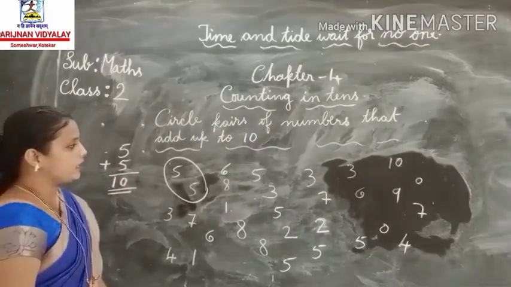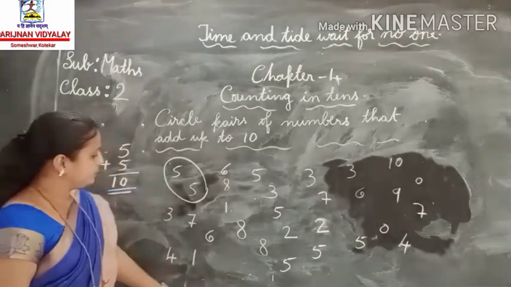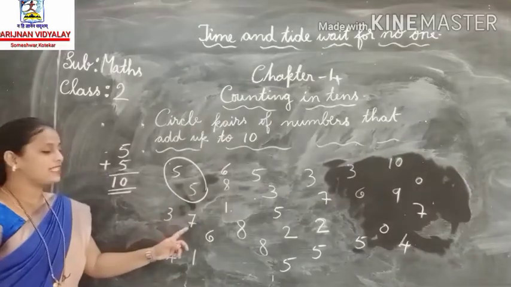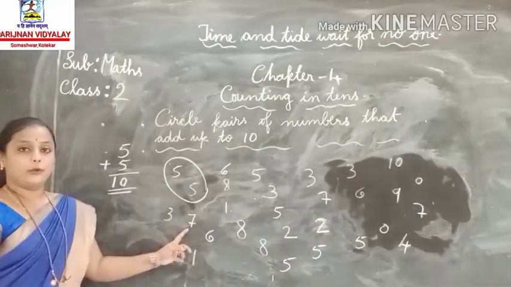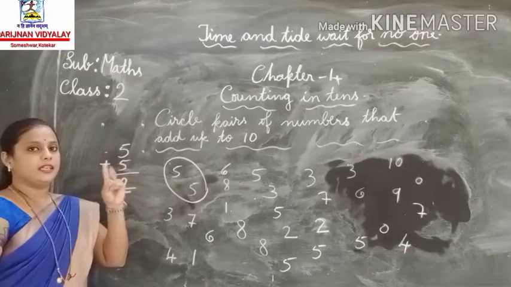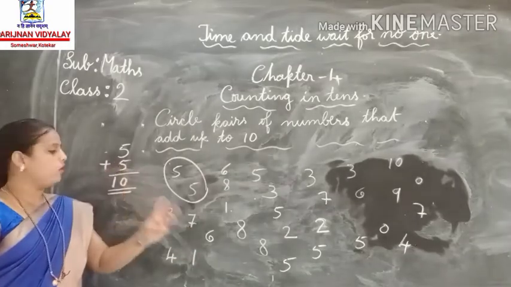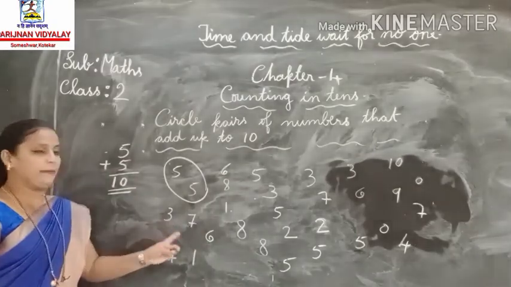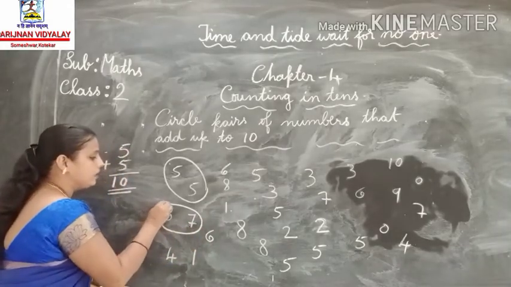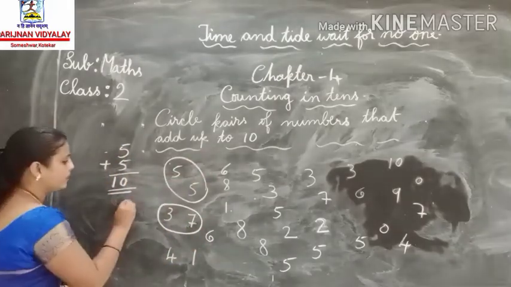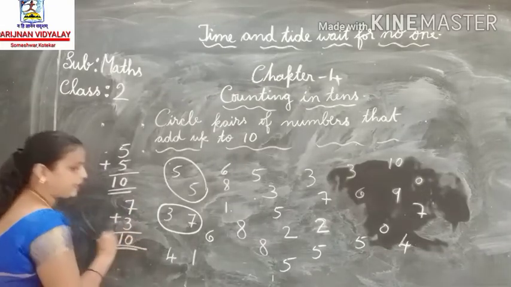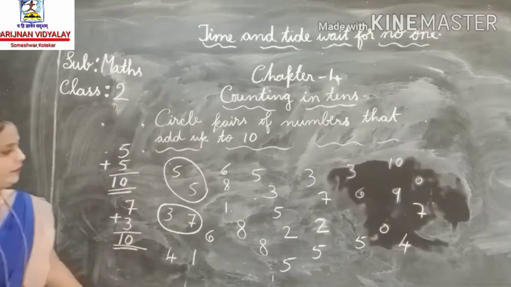Correct? So next, which are the numbers you are going to take? Yes, we can take 3 plus 7. What answer will you get? 7. After 7, 8, 9, 10. So 7 plus 3 or 3 plus 7 is equal to 10. 7 plus 3 is equal to 10. Correct?